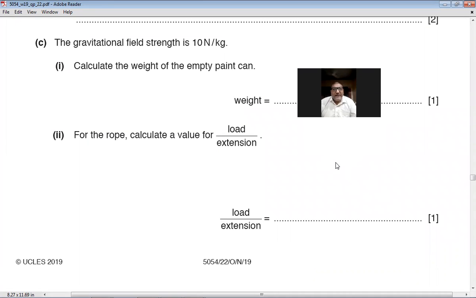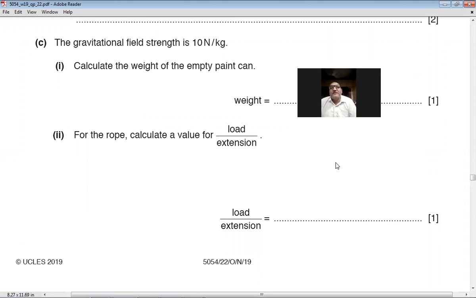He says the gravitational field strength is 10 Newton per kg. Calculate the weight of the empty can. Its mass is given. You simply have to apply the formula W equals mg, and very easily you can find the weight.